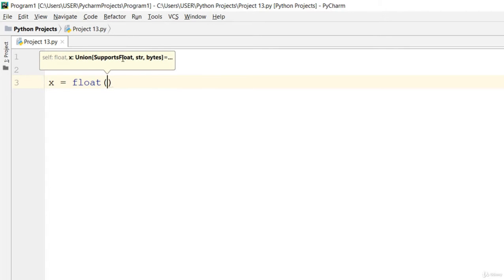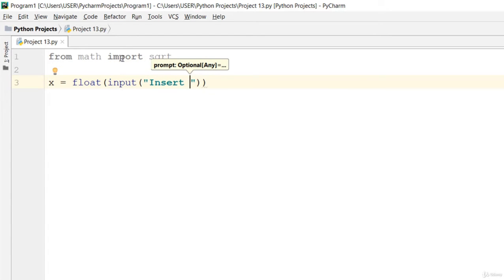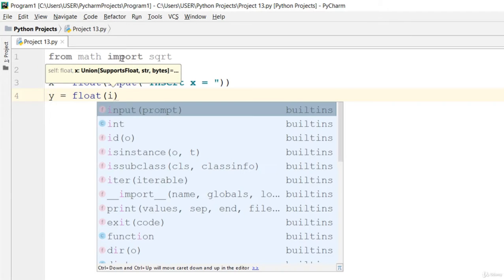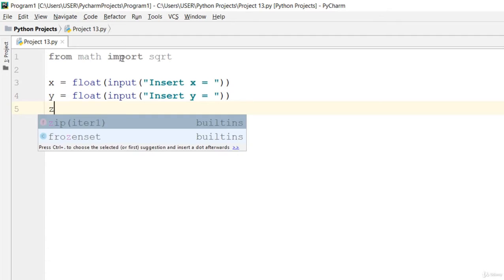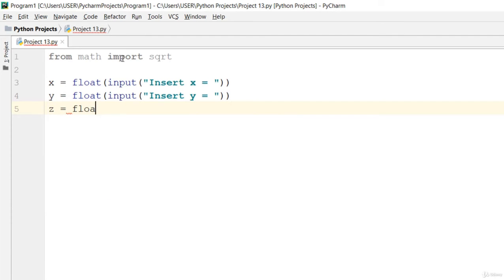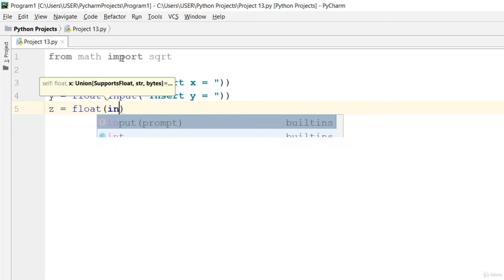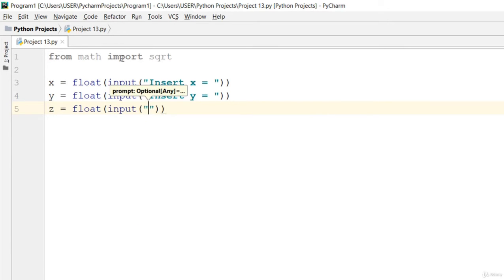wow, we need an input from here, so go ahead and start with input and tell the user to insert x, and y, go ahead and tell the user to insert y, and for z, go ahead and say insert z.